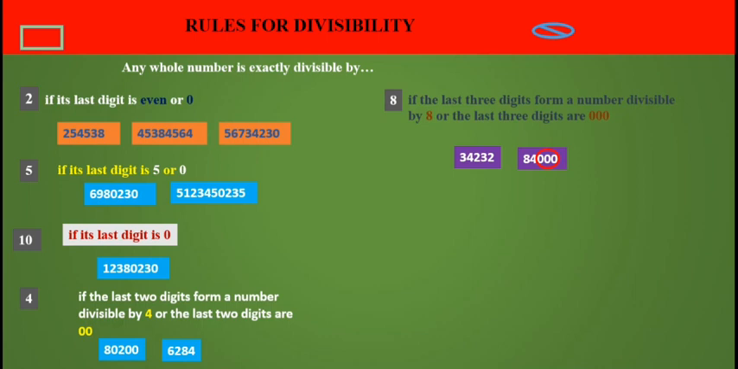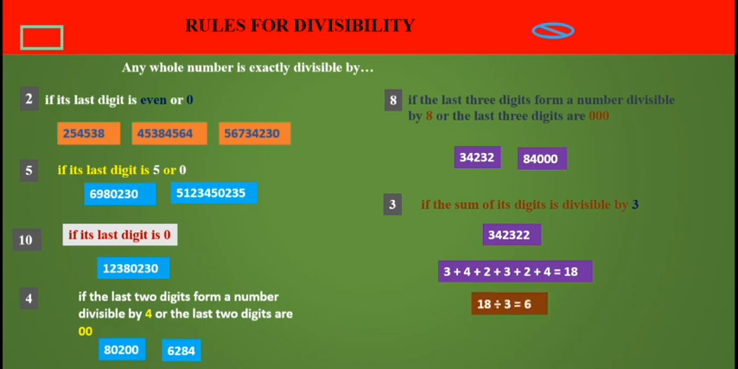3. If a number is divisible by 3, then the sum of its digits is also divisible by 3. Let's take an example. In this example, we have 342,324. So we take the sum of the digits. The sum of the digits is 3 plus 4 plus 2 plus 3 plus 2 plus 4, which is equal to 18. 18 is divisible by 3. 18 divided by 3 is equal to 6.